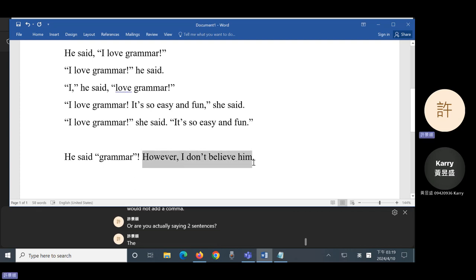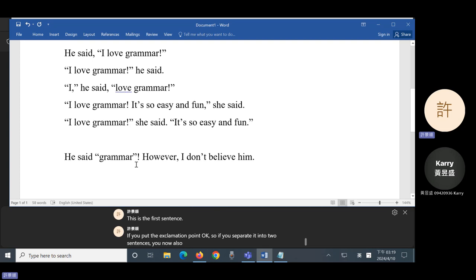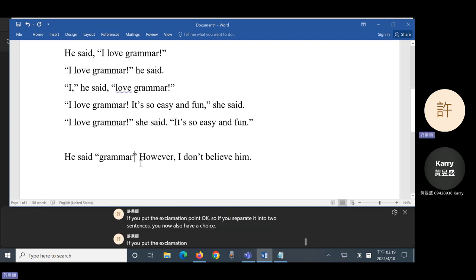This is the second sentence. This is the first sentence. If you put the exclamation point, okay, so if you separate it into two sentences, you now also have a choice. If you put the exclamation point inside, you are again focusing on his enthusiasm for grammar.